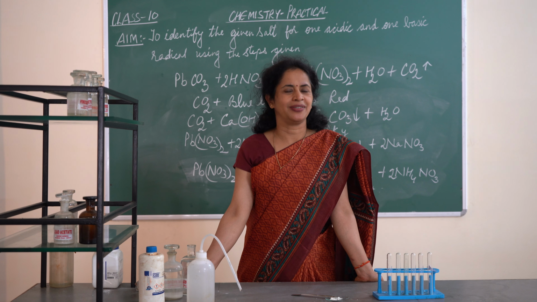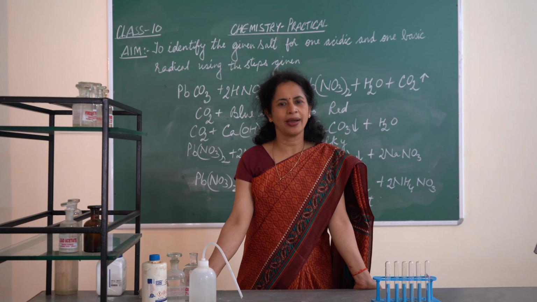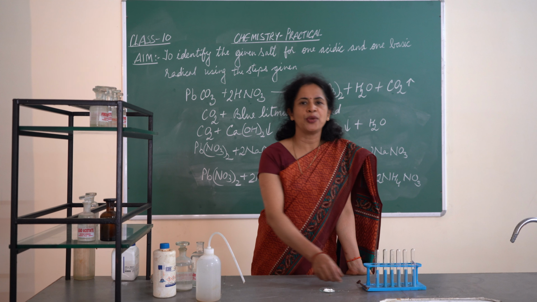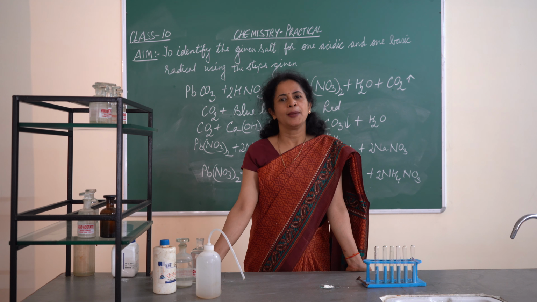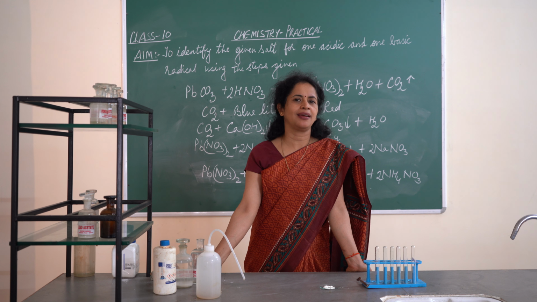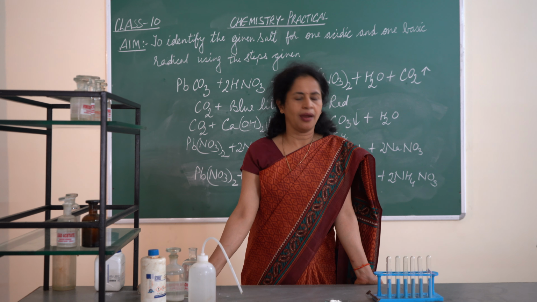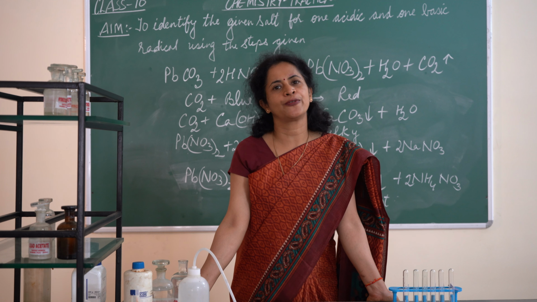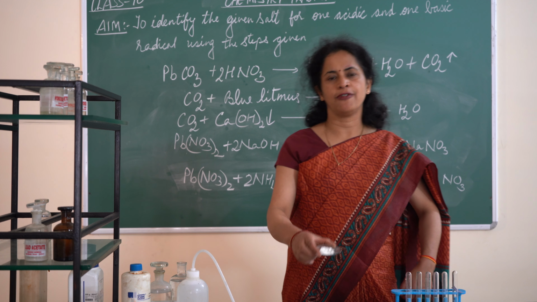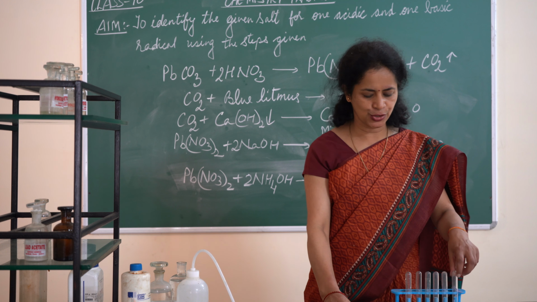Good afternoon, children. Today we are going to identify the given salt for one acidic and one basic radical. Basic radicals will be identified with the help of sodium hydroxide and ammonium hydroxide, and acidic radical with the help of gas which is liberated. Given salt is a white colored amorphous salt.